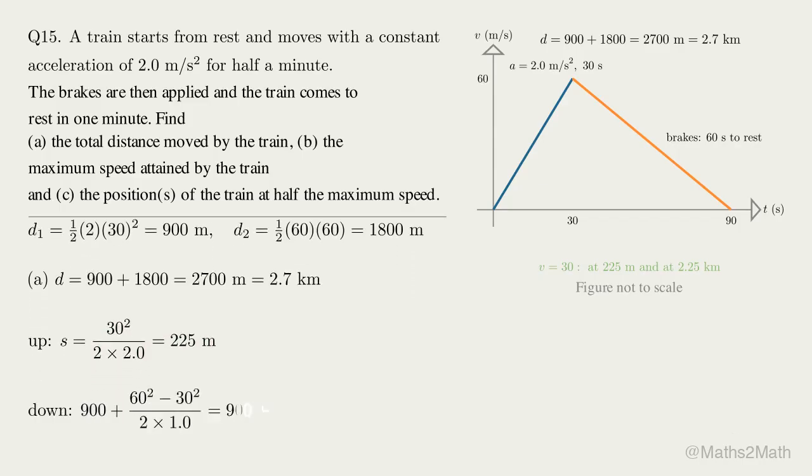On the way down, braking at 1 meter per second squared, 60 squared minus 30 squared over 2 gives 1,350 meters into the braking. That is 900 plus 1,350, 2,250 meters, 2.25 kilometers.